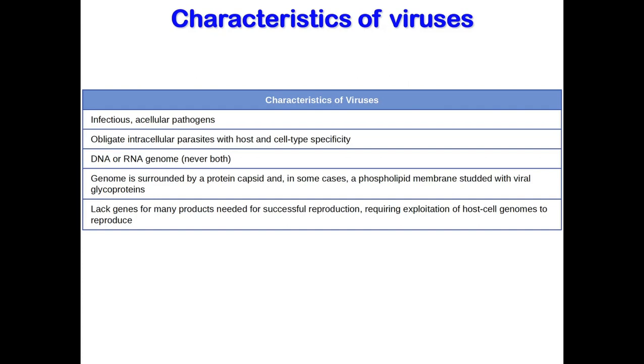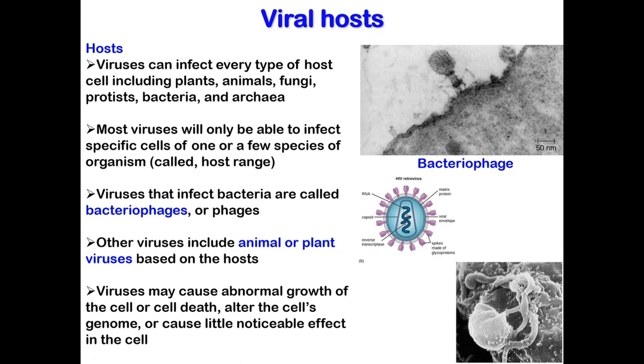So viruses lack genes for many products needed for reproduction, so they require exploitation of host cell genomes to reproduce. Viruses can infect every type of host cell, including plants, animals, fungi, protists, bacteria, and archaea. However, most viruses will only be able to infect specific cells of one or a few species of organism. This is called the host range.